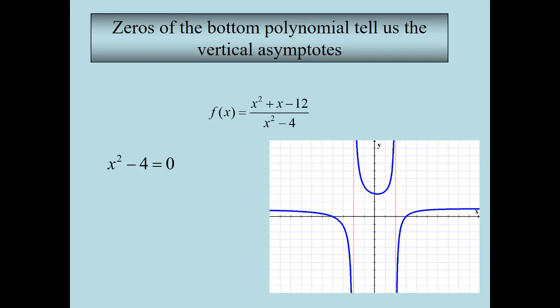The top of the rational function, the numerator, gives us the x-intercepts. So we can take the top, set it equal to 0, and solve for x by either factoring or using the quadratic formula to find our x-intercepts. The bottom is where we have asymptotes. If we take the x squared minus 4 and set it equal to 0, and again use either factoring or the quadratic formula to solve for x, we see that that's where the asymptotes are.